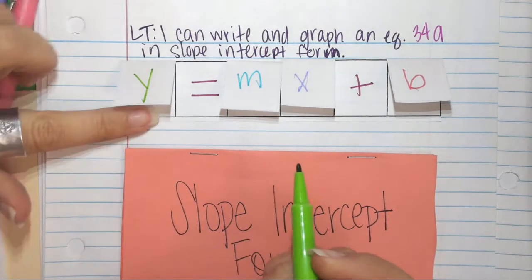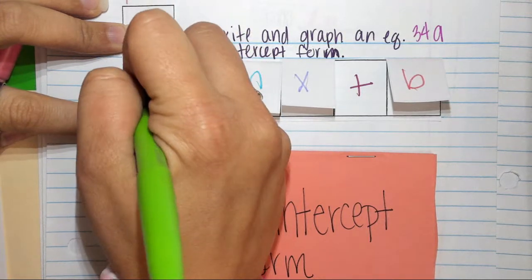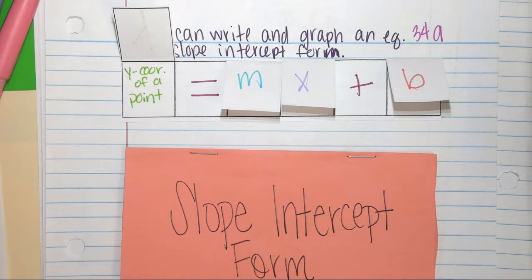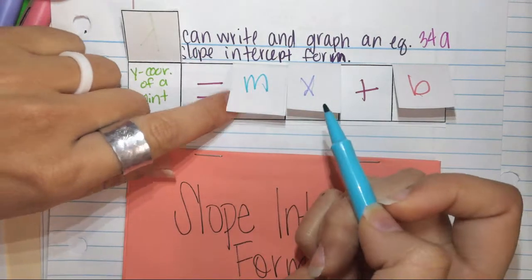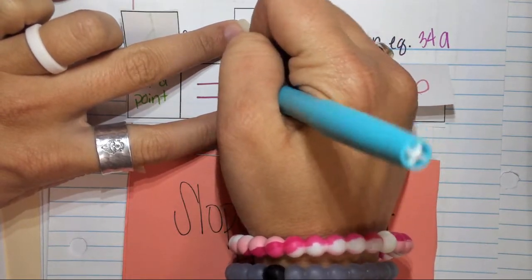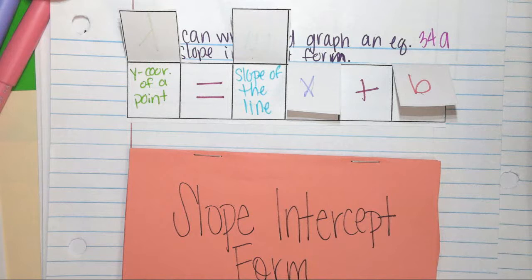So mine is green. It is the Y-coordinate of a point. So if I give you 2, 3 as your point, what are you going to plug in for Y? 3, because that's your Y coordinate. Alright, what does M stand for always? Slope. Take a point. So open this. We're going to write slope of the line.